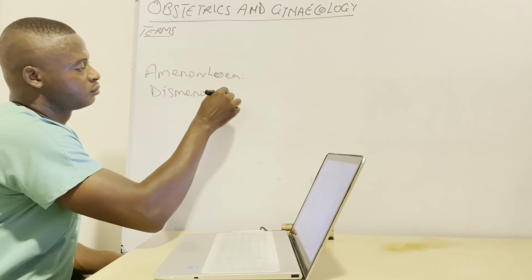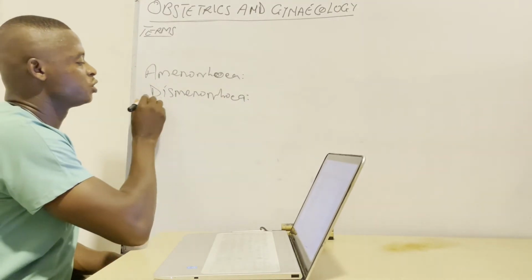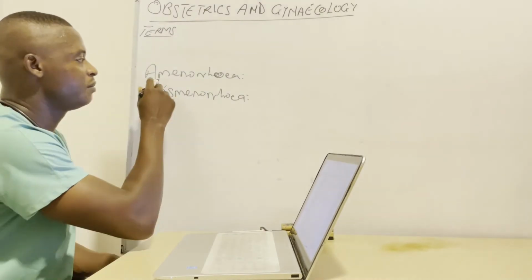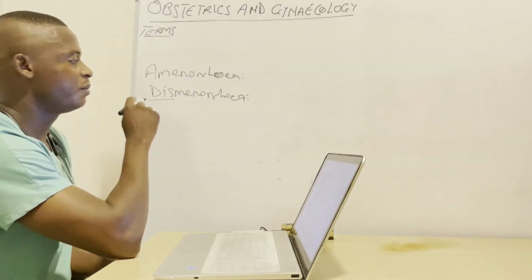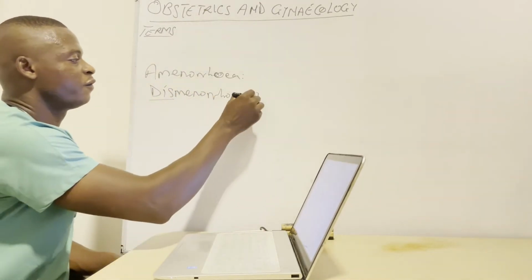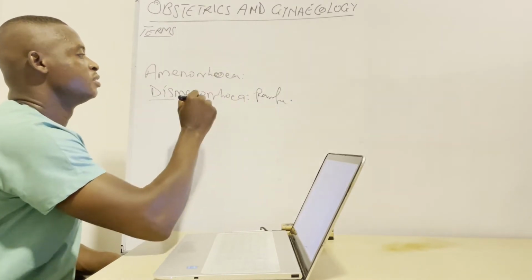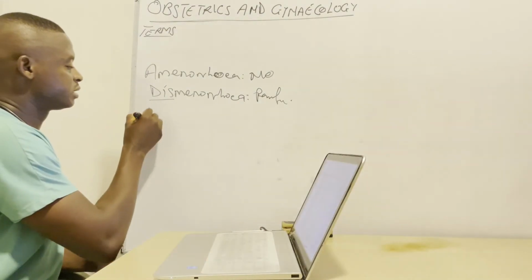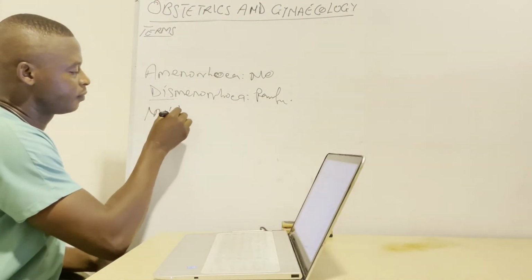You also have what you call dysmenorrhea. Dysmenorrhea has to do with painful menses. So dys means pain, and a means absence. So amenorrhea and dysmenorrhea: dysmenorrhea is painful menstruation, and amenorrhea is no menstruation. Now let's look at mittelschmerz.